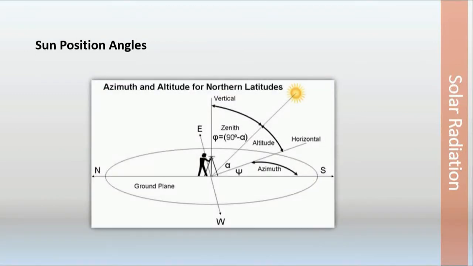Sun position: here are some definitions of the sun angles or sun position angles, where the azimuth is the horizontal displacement. We have the altitude, which represents the height of the sun, with alpha, and also we have the zenith angle phi, which is the complement angle of alpha.